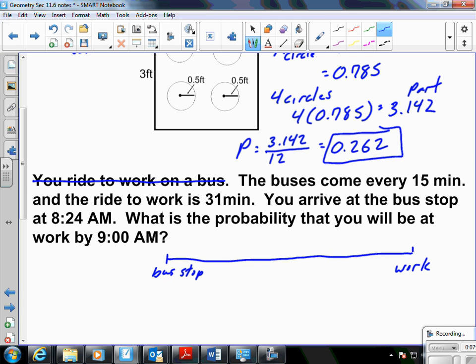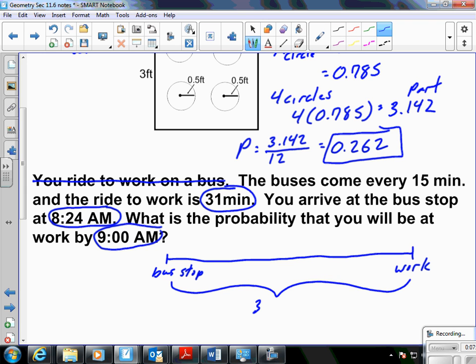So we got this distance here. Now it tells us that the time to get to work is 31 minutes. We arrive at 8:24, and we need to be there by 9. So from 8:24 to 9 is a time length of 36 minutes. So we got 36 minutes to get to work.